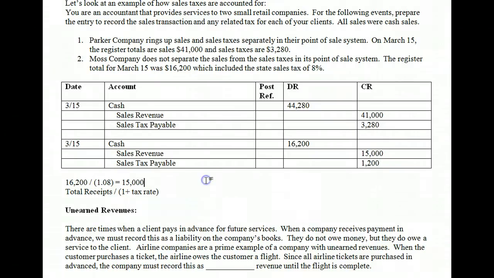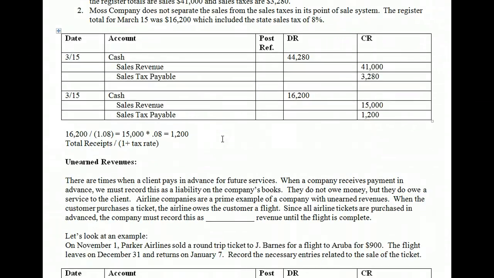And if you really wanted to test that, you could take 15,000 times 8%, and when you did that, you would get 1,200, which would represent your tax. So that's how you would treat that if it was calculated as one number. So you had a receipt that was in total cash of 16.2, and you need to split out your taxes from your sales revenue. Okay?